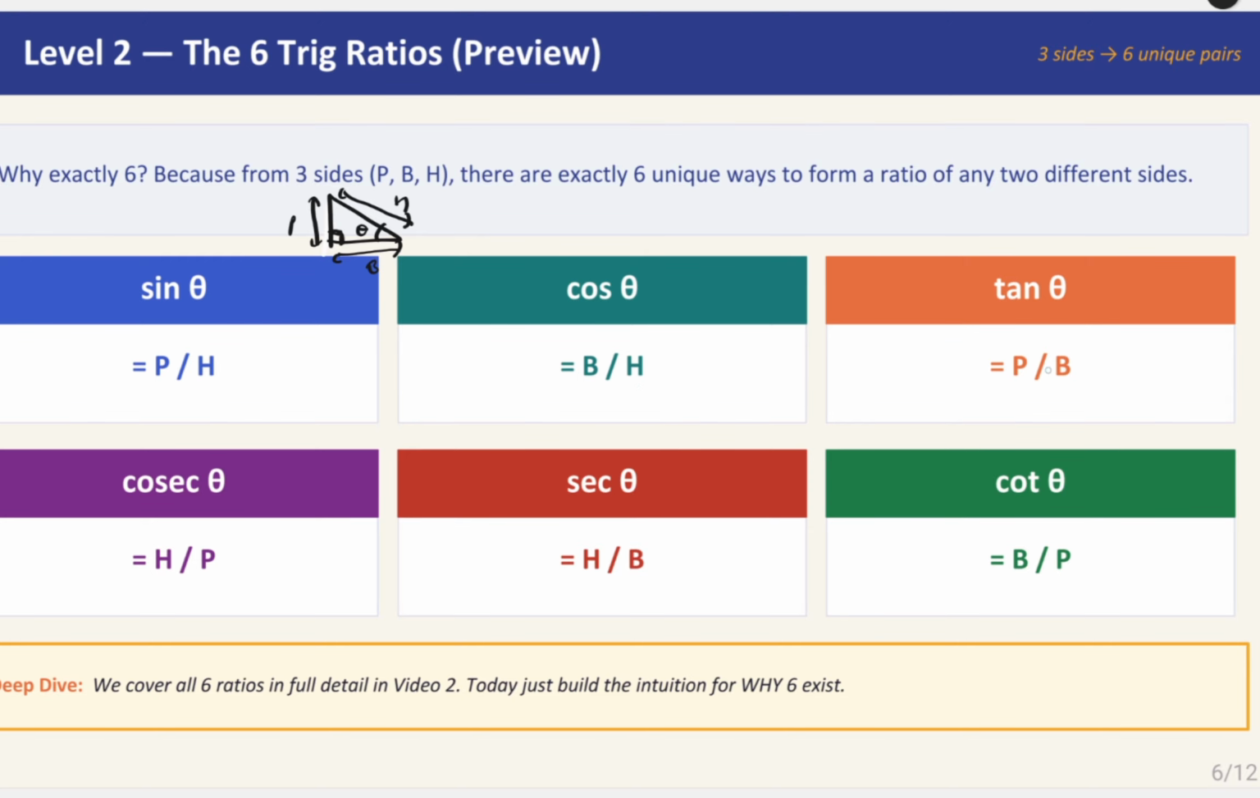Tan theta will be perpendicular divided by base, and cosec theta will be hypotenuse divided by base. Sec theta would be hypotenuse divided by base. Cot theta would be base upon perpendicular. Okay, so we will go deeper in the next video for this, but now you should just understand what we are talking about, what ratios we are talking about.